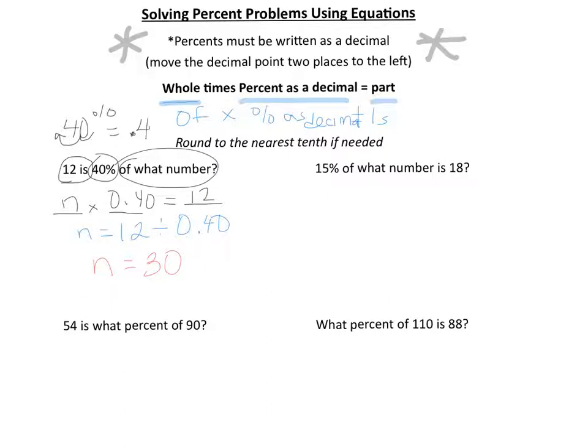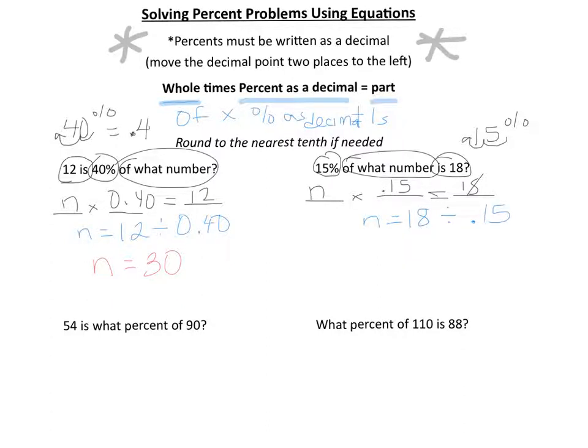This second problem, 15% of what number is 18? Once again, easiest thing to fill in first is 15%, but in order to make it into the equation, we have to move the decimal point 1, 2 places to the left, and we get 0.15. 18 is your part, that's your is. Therefore, it's going to go on the end, and we don't know what the whole amount is. Since we're multiplying n and 0.15, to solve this problem, we have to divide 18 by 0.15, to get that n is going to equal 120. That is what you do when you're looking for the whole amount or the of.